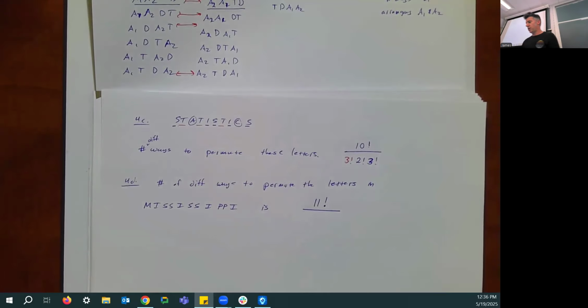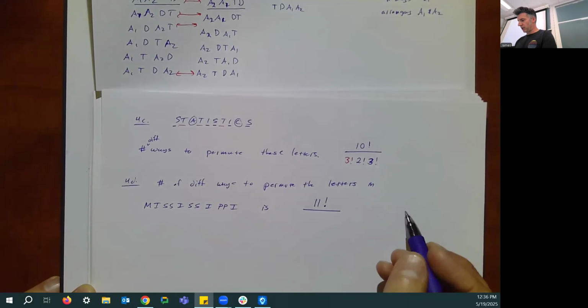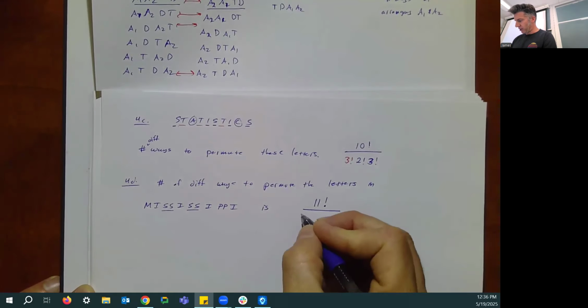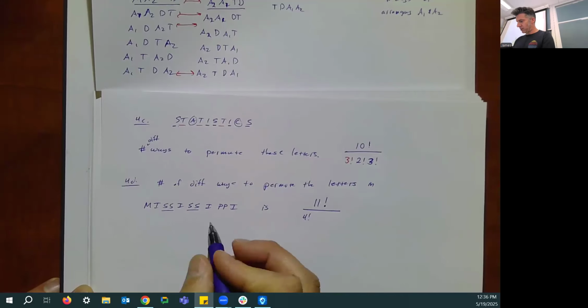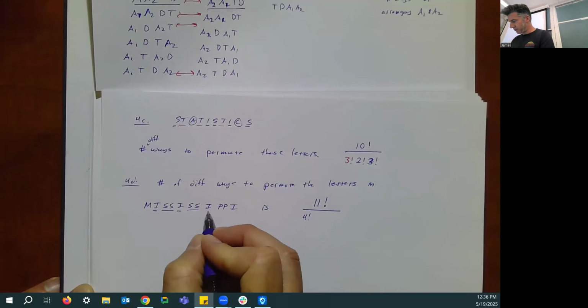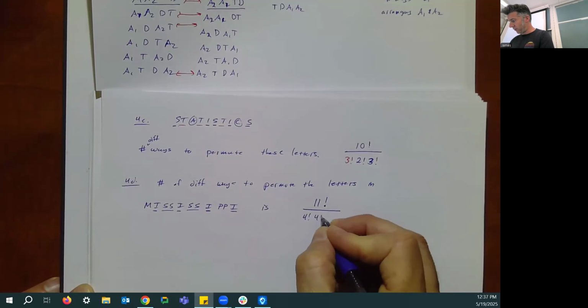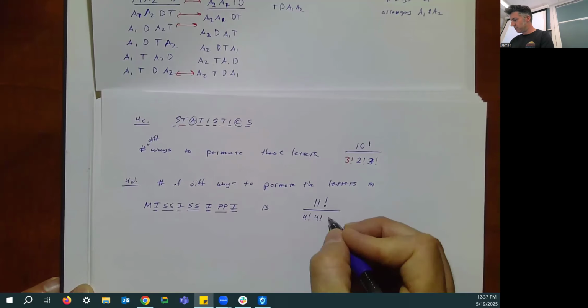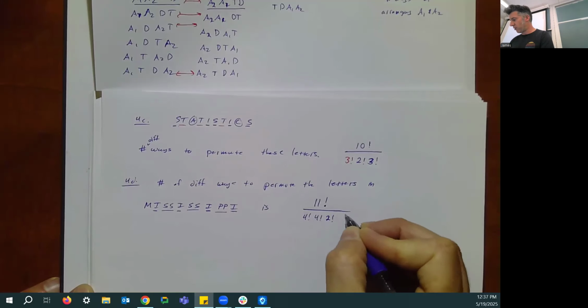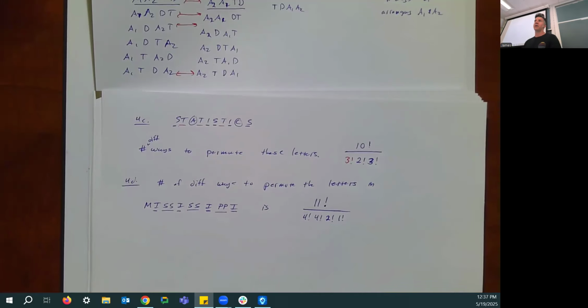So with this problem, we should get 11 factorial on top. Let's see, there's 4 S's, so we have to divide by a 4 factorial. There's 4 I's, so we divide by another 4 factorial, and there's 2 P's, so a 2 factorial. And if you wanted to, we could throw in a 1 factorial, even though it's not at all necessary.